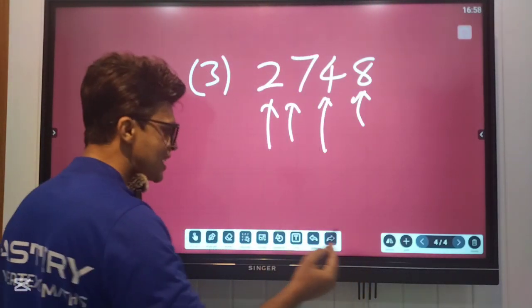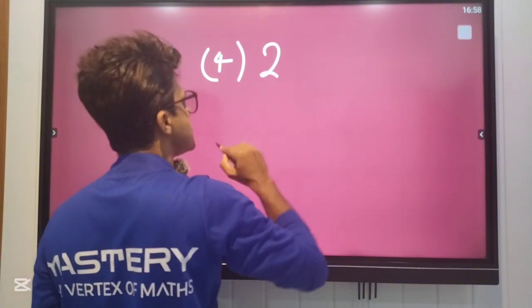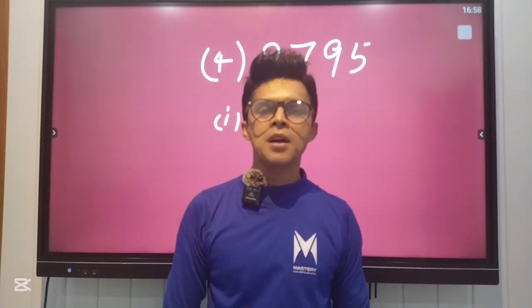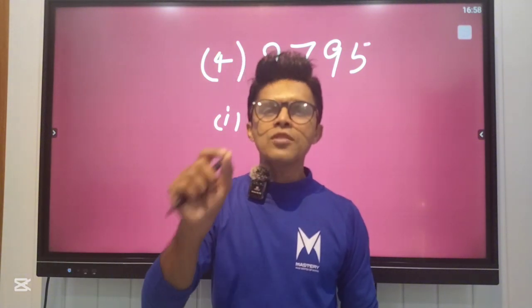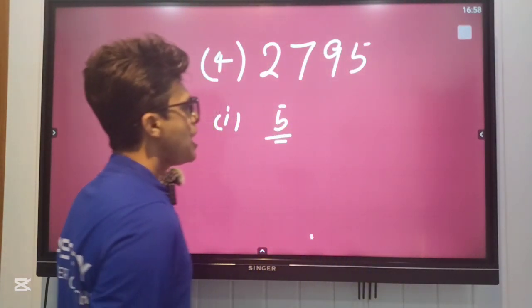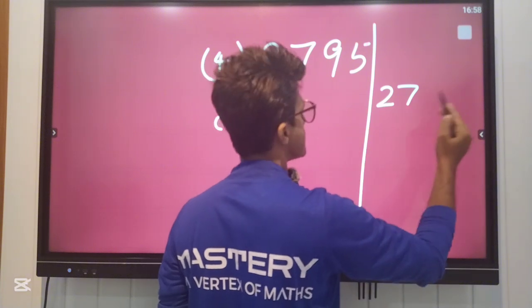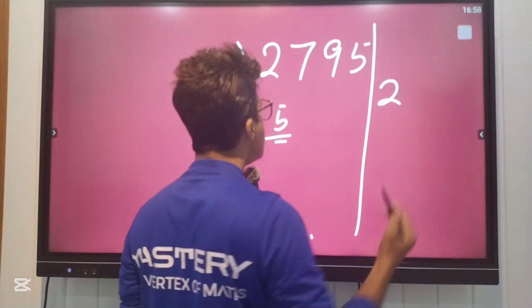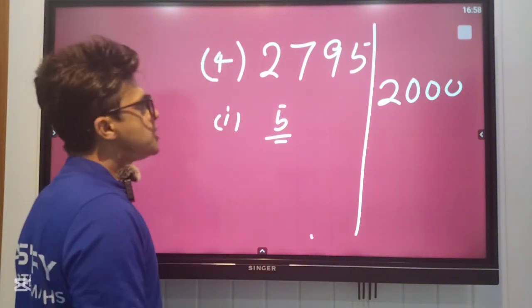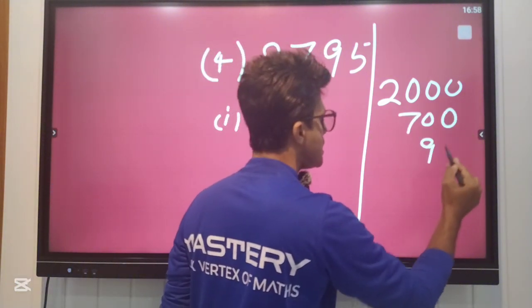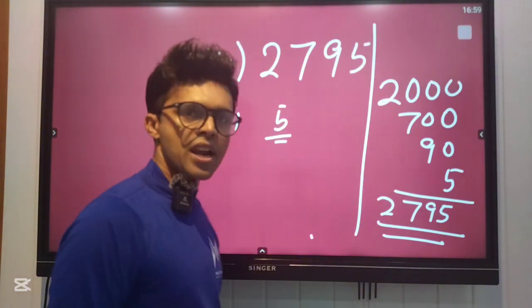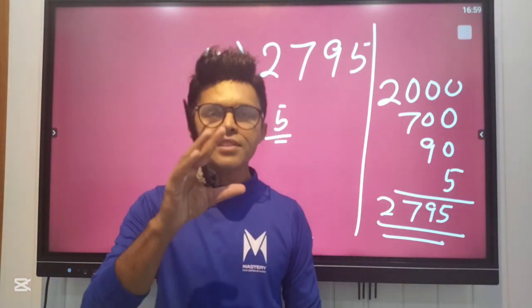Okay, the fourth question is 2795. What is the value represented by 5? I'm not talking about the place value. The value represented by 5 is 5. You know that this number is made using 2790 and 5. When you add these numbers, you get 2795. Just get this idea, this value.